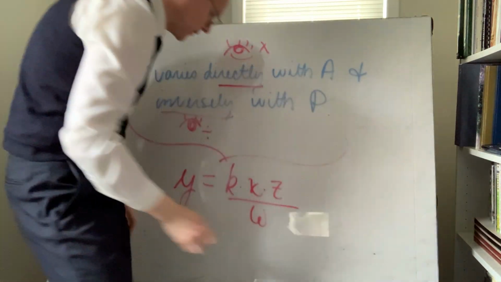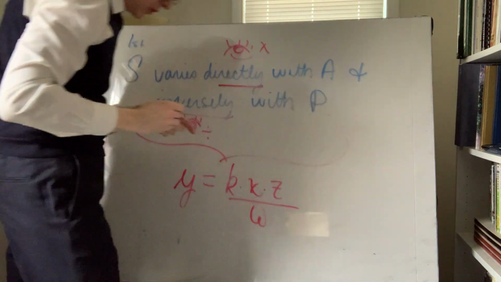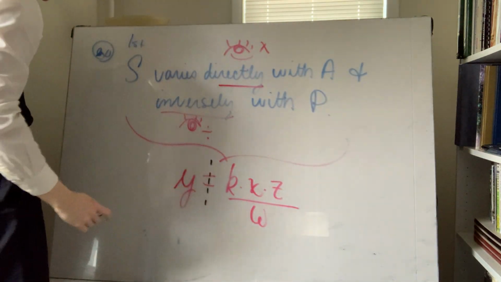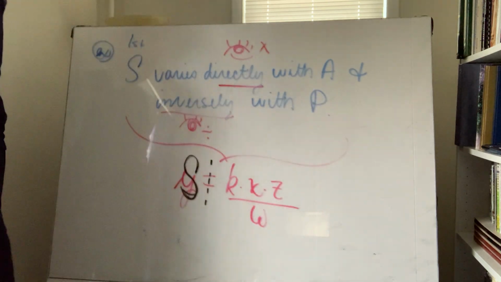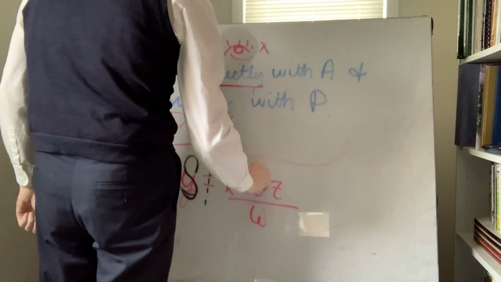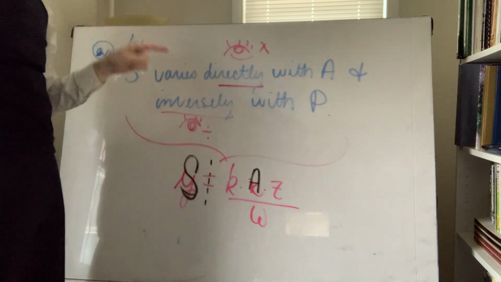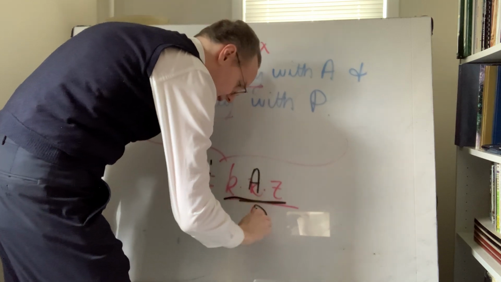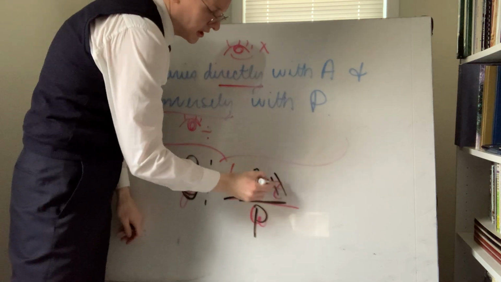Let's substitute a little bit here. This is mentioned first. So in place of Y here in the model, I'm going to substitute an S. It varies directly with A, so the first letter here is A. K is a constant always. And inversely with P. So inversely with P would be down here. Now in this instance, we don't need the extra letter.